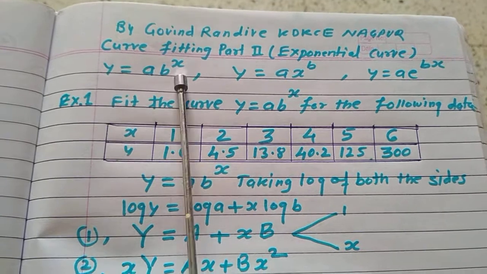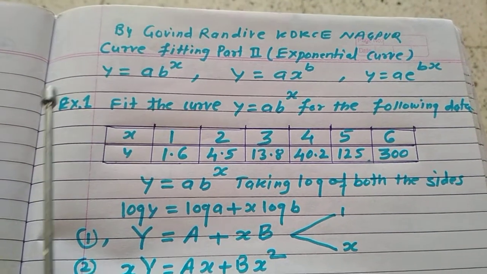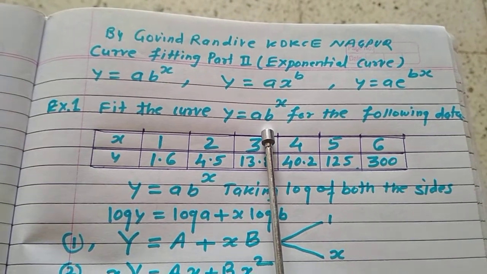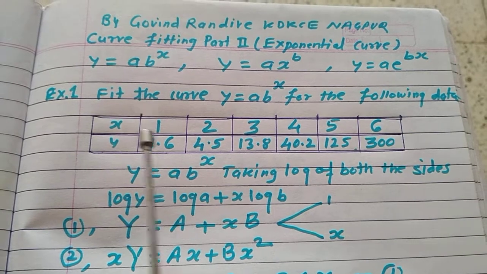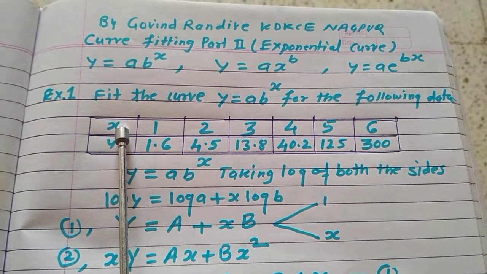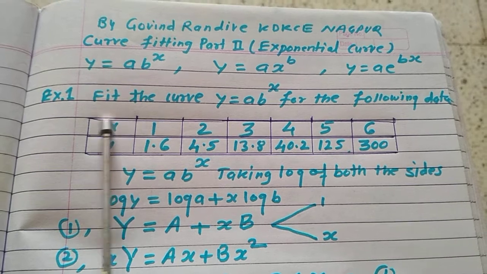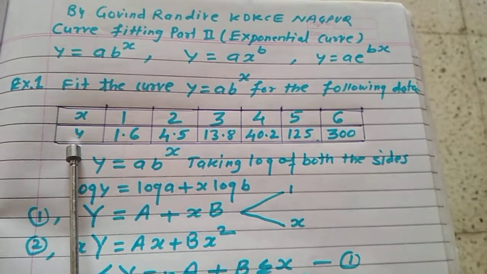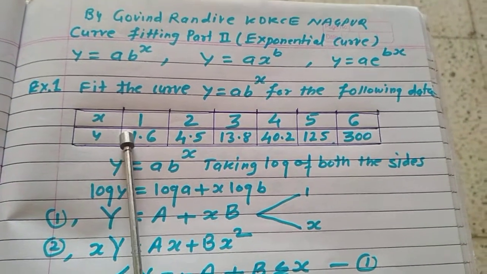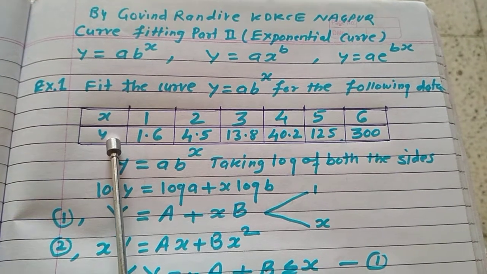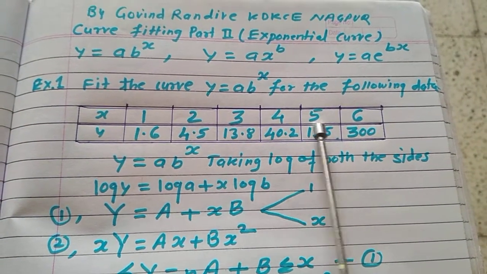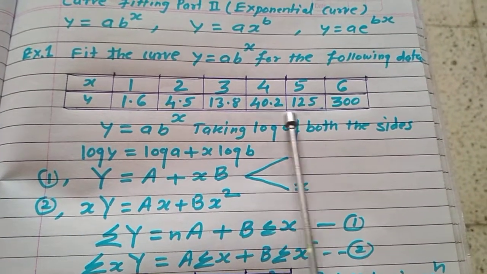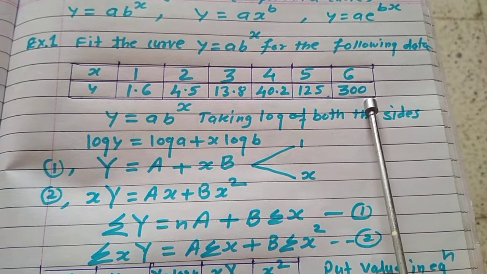Now suppose I want to fit the first type of curve. So my example number 1: fit the curve y is equal to a b raised to power x for the following data. Remember one thing, for curve fitting you always need the x table and the y table. This is my requirement for any type of curve, because my problem is in terms of x and y. So the x table is 1, 2, 3, 4, 5, 6. The y table is 1.6, 4.5, 13.8, 40.2, 125, 300.